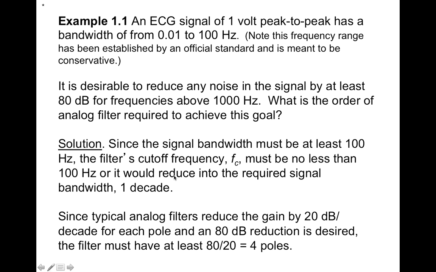Since the signal bandwidth has to be 100 hertz, you want the cutoff frequency to be right at 100 hertz, and you have exactly 1 decade or 1 order of magnitude to decrease that. So basically, for an 80 dB reduction, you would take 80 dB and divide that by 20 dB per decade, and that would mean that you would need a 4th order filter in order to achieve that kind of reduction over that order of magnitude.